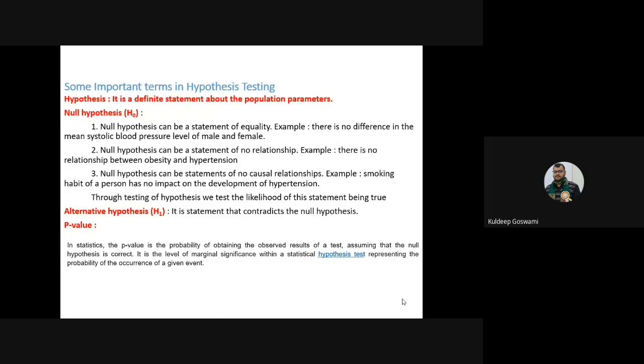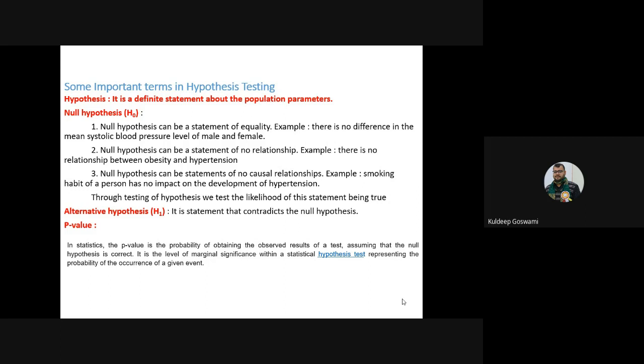Again, another example is there is no relationship between obesity and hypertension. If we have a question to check whether there is any association between hypertension and obesity, then the null hypothesis is there is no association between obesity and hypertension. That is the case of association. If our research question would be, is there any relationship between obesity and hypertension, then our null hypothesis will be there is no relationship between obesity and hypertension. In this way, we have to construct the null hypothesis.